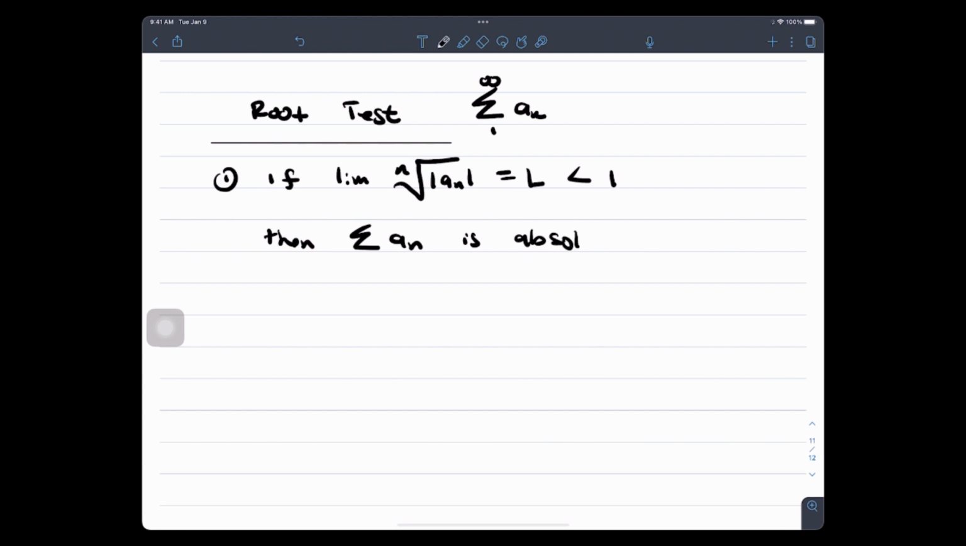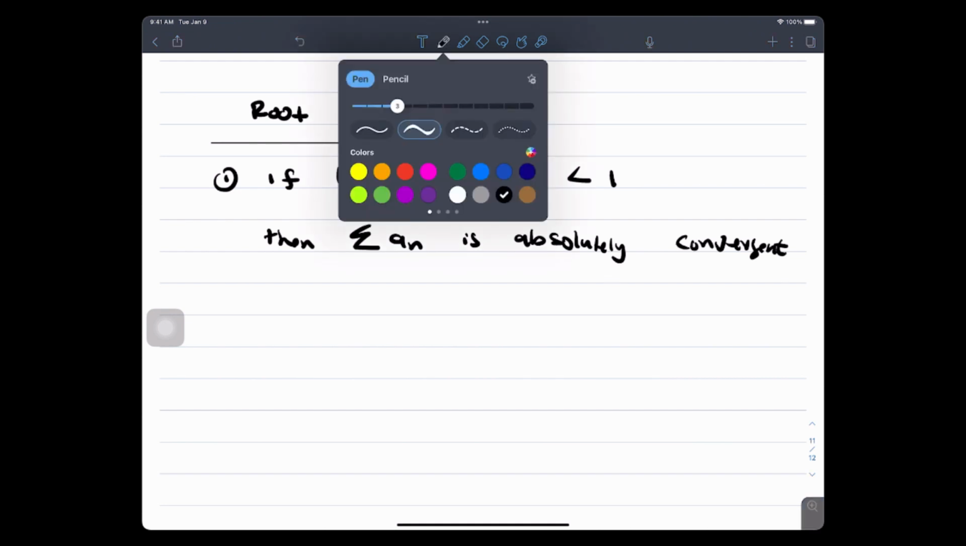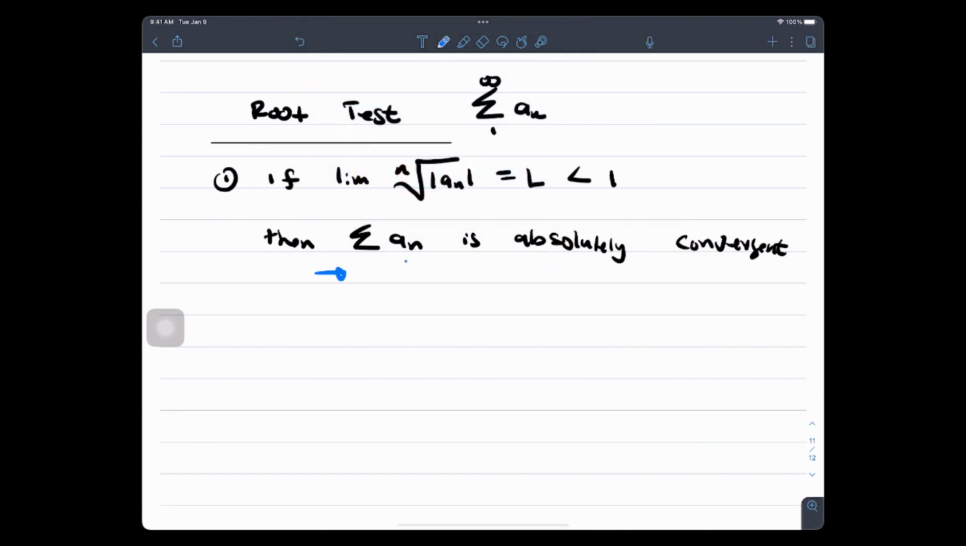is absolutely convergent. Now, you might say, why do I care for it to be absolutely convergent? Well, because that implies that the series then will be convergent, because absolute convergence implies convergence.